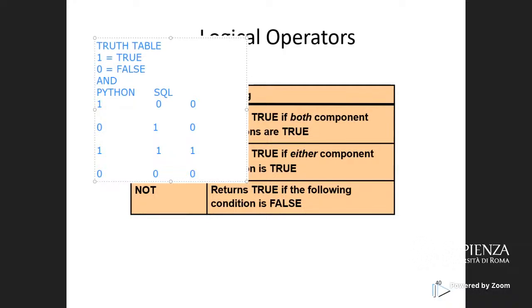Okay, so this is the AND table. Anywhere you look for the AND truth table, this is what you will see. You will see 0 and 1, and then you will see what I've written at the back of it. The AND operator returns true if both components are true. Python knows Python. SQL knows SQL.